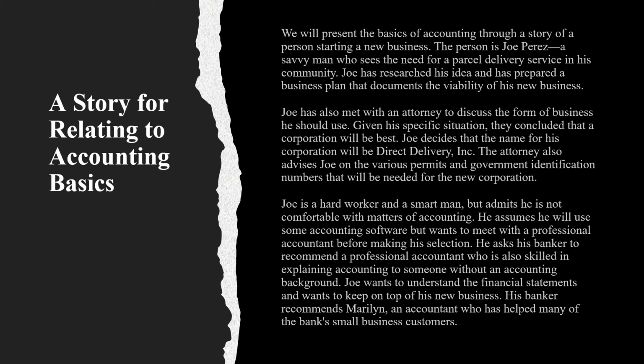Joe has also met with an attorney to discuss the form of business he should use. Given his specific situation, they concluded that a corporation will be best. Joe decides that the name for his corporation will be Direct Delivery Incorporated. The attorney also advises Joe on the various permits and government identification numbers that will be needed for the new corporation. Joe is a hard worker and a smart man, but admits he is not comfortable with matters of accounting.